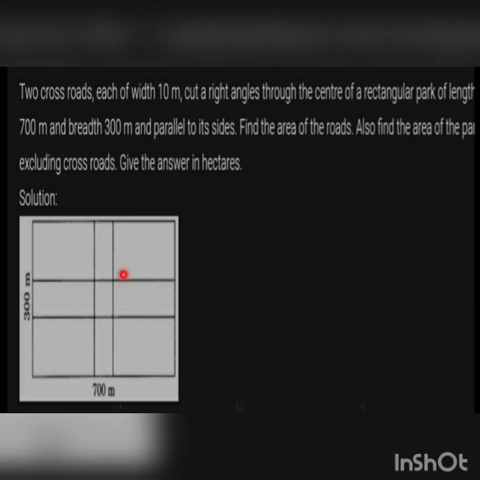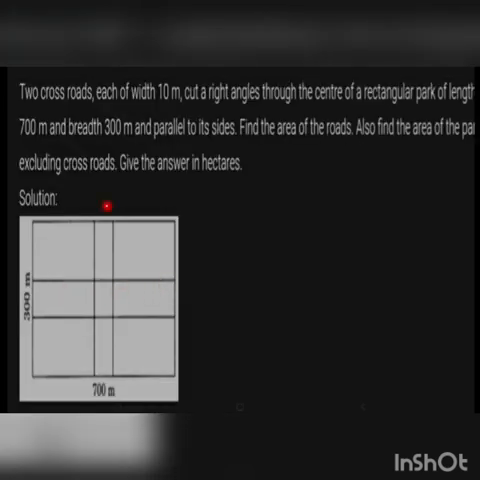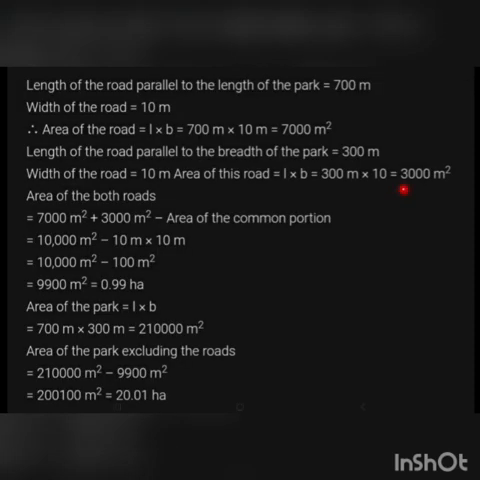So this much distance is 10. Now what is this much distance? That is 700 meter because of the length of the park. Now consider this road. This length is given as 300 meter and width is the same, 10 meter. So area of the road will be L into B, 700 into 10, 7000 meter square. Now two roads are there, this road and this road. So the area of this road is 7000 meter square and area of this road is 3000 meter square.